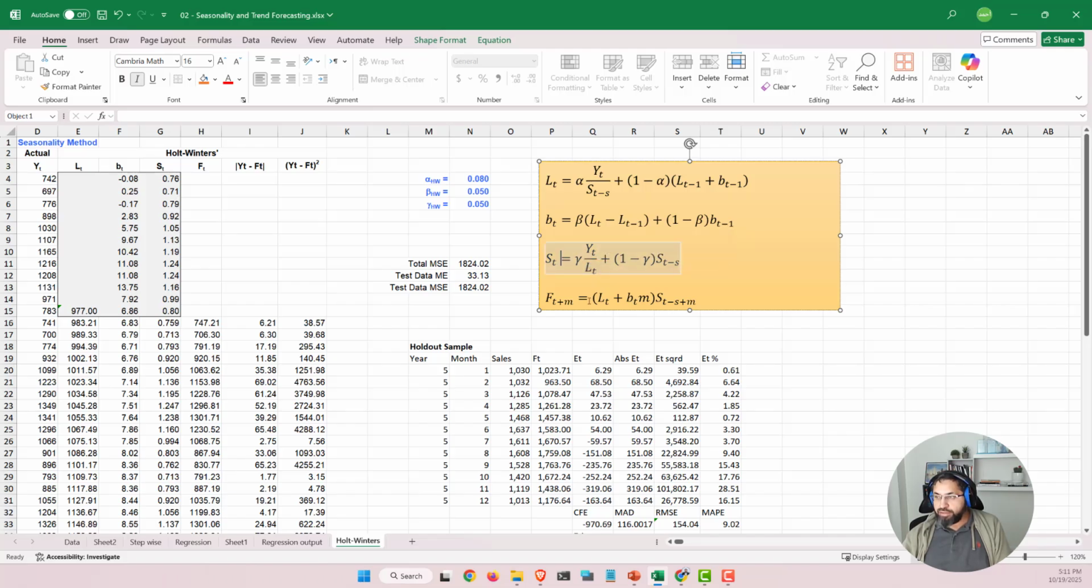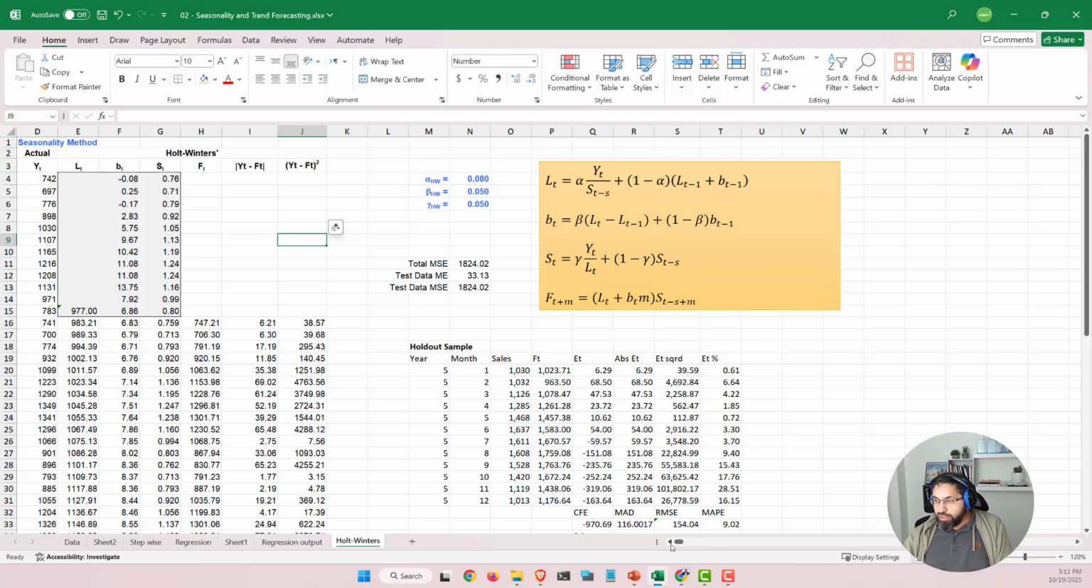And then the forecast for the future is going to be given by level plus trend times M, which is how many time periods in the future you want to forecast. You want to forecast next month, M is 1. You want to forecast the second month, M is 2. Forecast the third month, M is 3. And then we pick the appropriate seasonal factor for each month that we are projecting to.